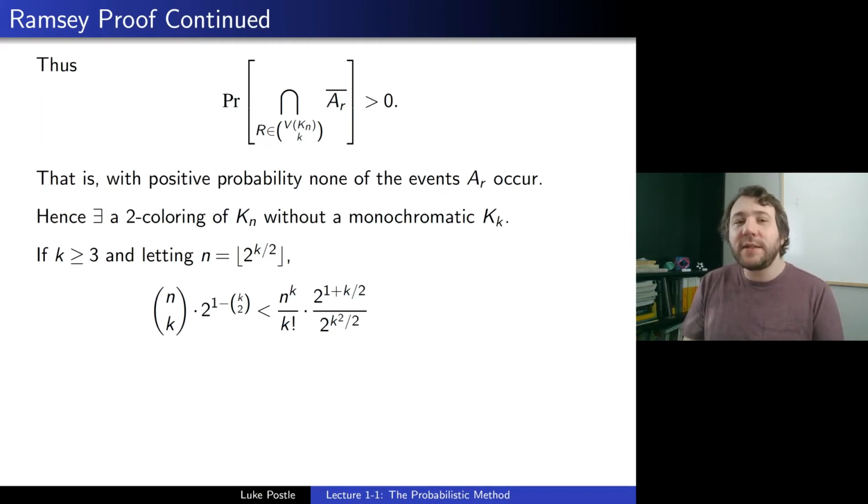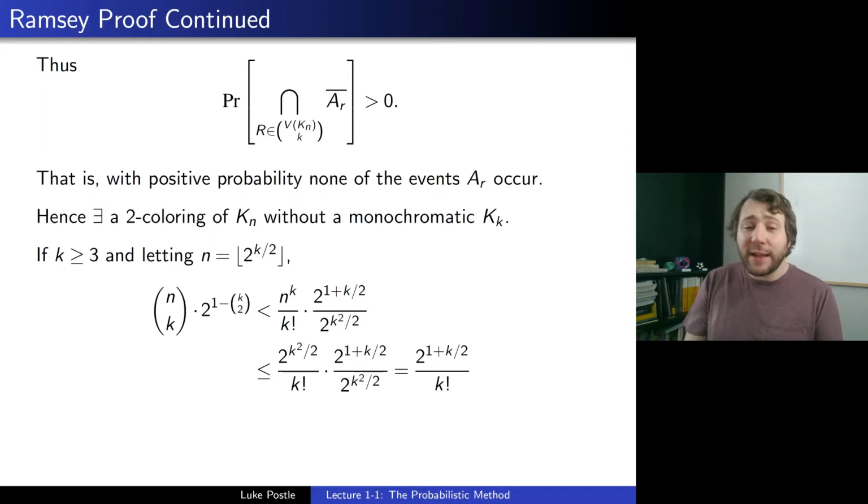To do that, we do some bounding. So n choose k times 2^(1 - (k choose 2)) is at most this term right here, which is n^k over k factorial. For the first term there, I just used a somewhat weak upper bound on n choose k, namely n^k over k factorial. For the other, I'm going to split it up into 2^(1 + k/2) divided by 2^(k^2/2). Why do I do that?